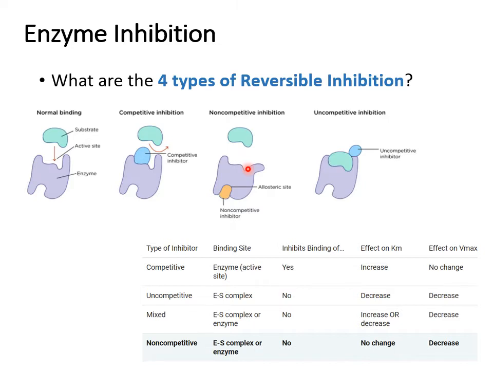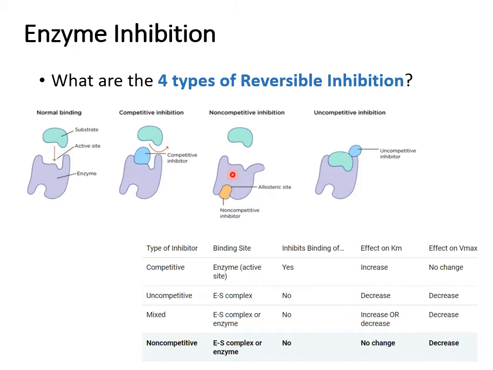Okay, in both of these forms, the inhibitor, you'll notice, is binding somewhere else on the enzyme. It is not binding at the active site, it's binding somewhere else and causing a change of shape of that enzyme, which we call an allosteric change. So this is the word allosteric. Allosteric change means a change in shape of an enzyme.